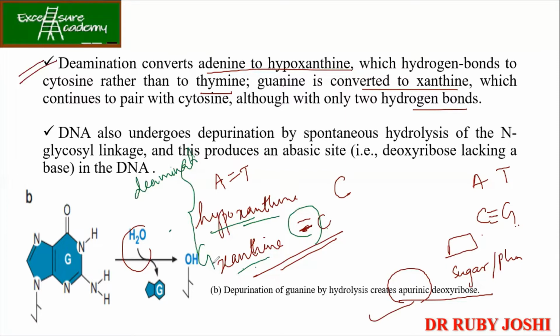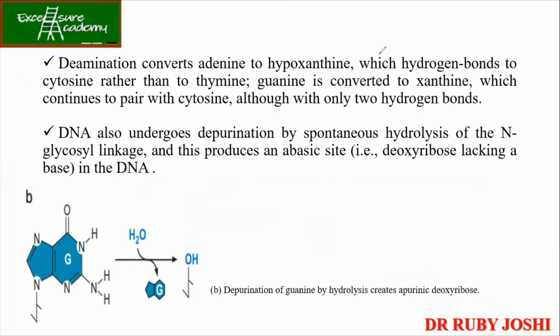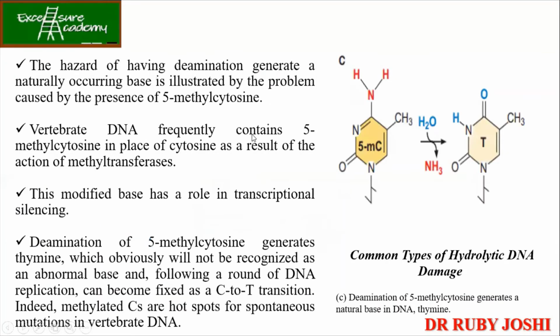Now coming to the hydrolysis, in the case of hydrolysis, what will happen? A purinic or a pyrimidic site will be created. Okay, this is hydrolytic damage. Now, the hazard of having deamination is that it generates a naturally occurring base.